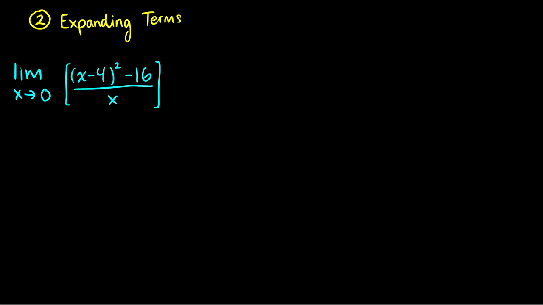So here we have x minus 4 all squared minus 16 over x, and we want the limit as x goes to 0. In this case, we can't just plug x equals 0 in because then we're dividing by 0 again. So we'll have to do some expanding. So if we expand x minus 4 squared, then maybe we'll be able to find something to cancel. We can get rid of that x on the bottom somehow.